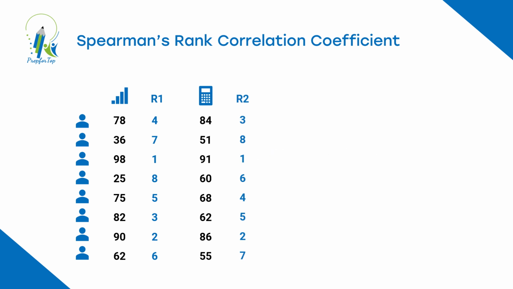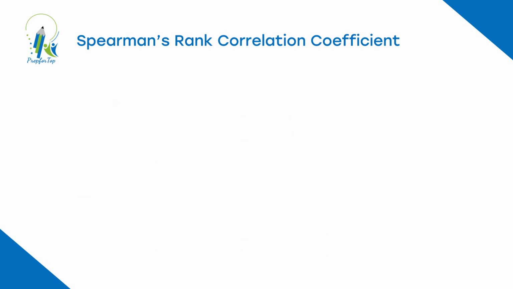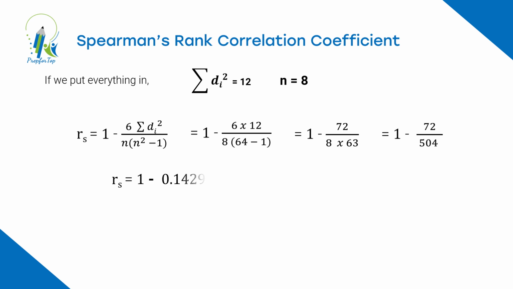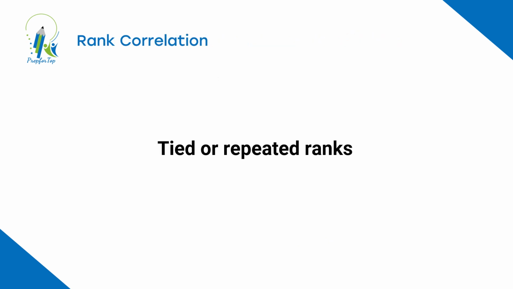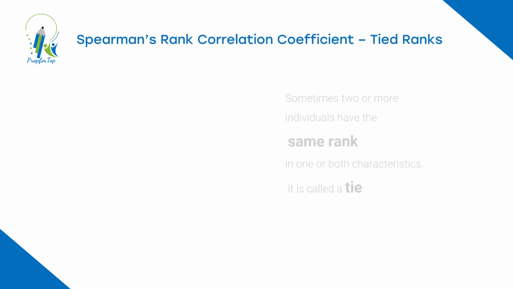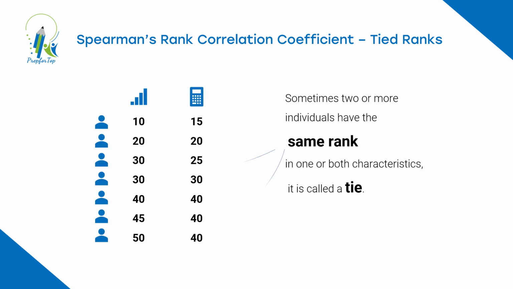Let's calculate D, the difference between ranks, and D², the squared differences. If we put everything into the formula, we get a rank correlation coefficient of 0.86. This means the rankings have a highly positive correlation. Tied or repeated ranks. Sometimes, two or more individuals have the same rank in one or both characteristics. This is called a tie.